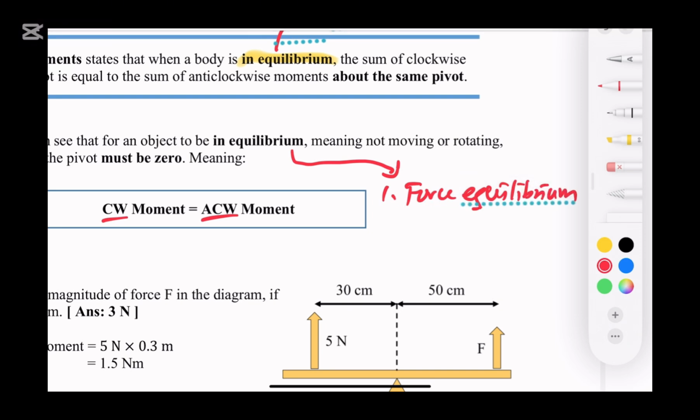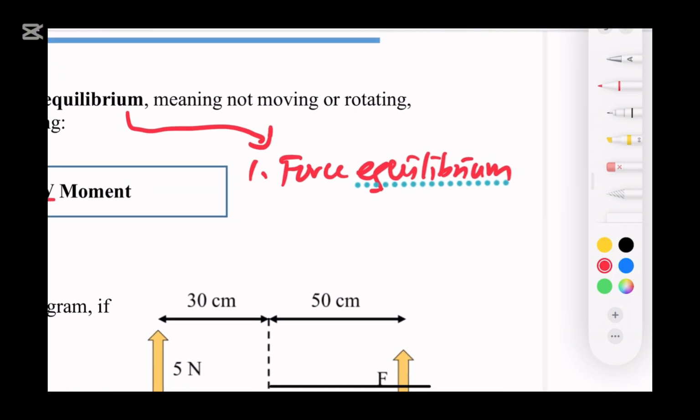Okay, so for an object to be in perfect equilibrium, two conditions must be fulfilled. One is called force equilibrium. This just means that the net force equals 0. This is found in the previous chapter when we talk about Newton's first law. So when the net force acting on an object is 0, you get force equilibrium. So the object will stay at rest if it was at rest, or if it was moving in a direction, it will continue to move at the same speed in the same direction. Newton's first law. In this chapter, we look at rotational equilibrium.